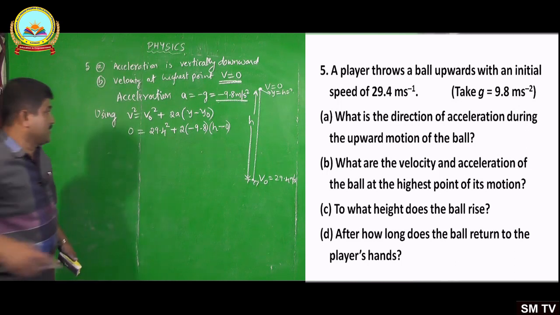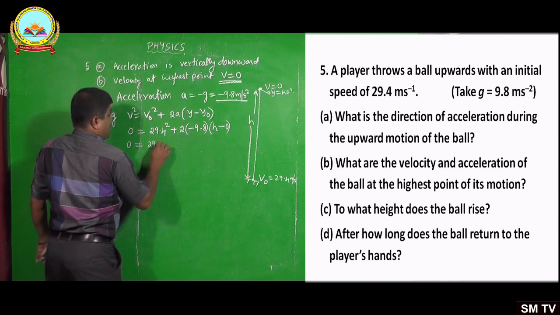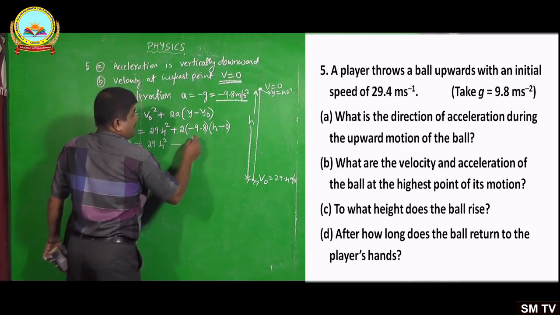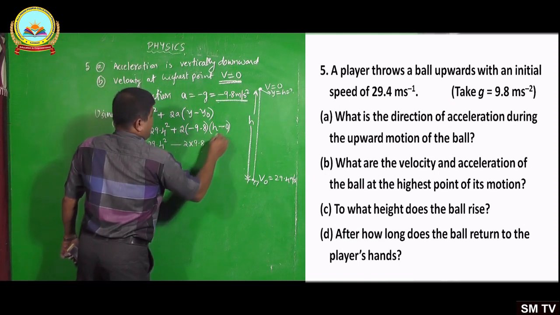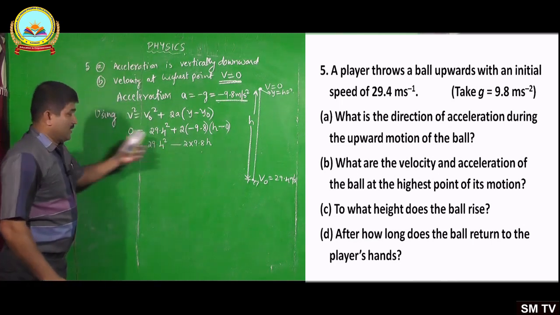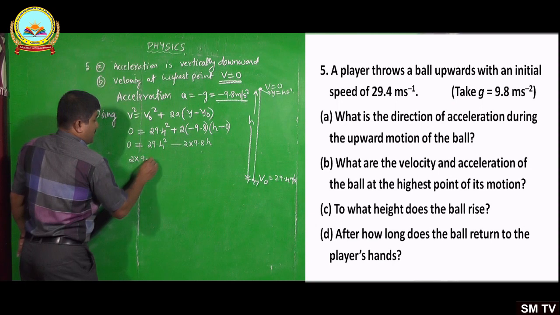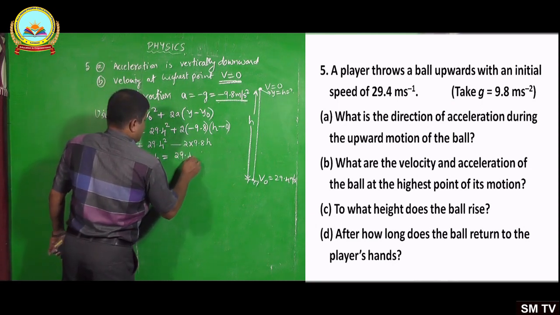So then it becomes 0 equal to 29.4 square, let it be like that only, or you can use a calculator and square it. Then minus 2 into 9.8 into h, minus 0 is h. Now bring it to the LHS, so minus becomes plus. So 2 into 9.8 h equal to 29.4 square.